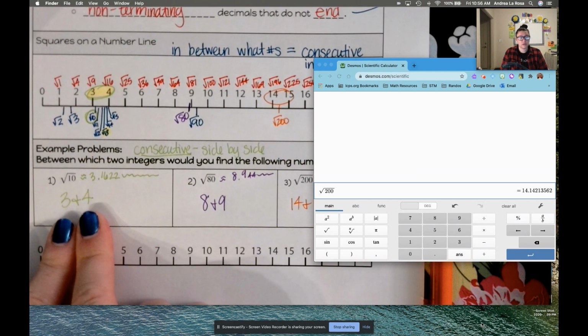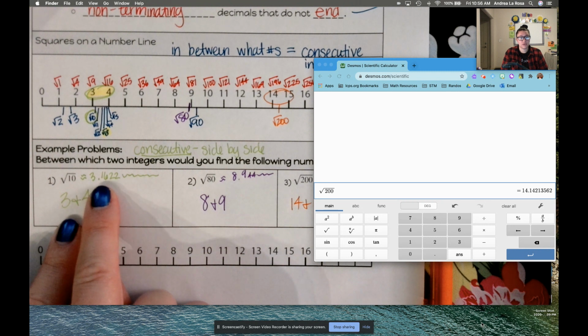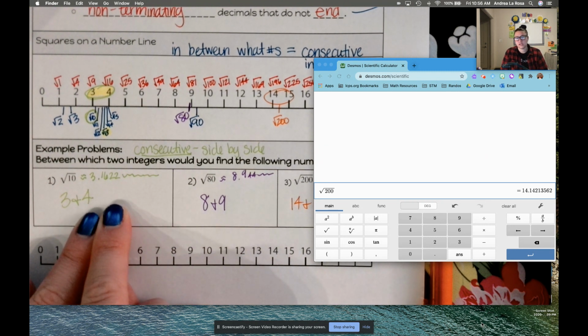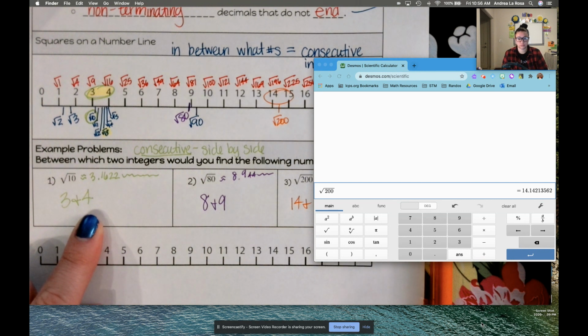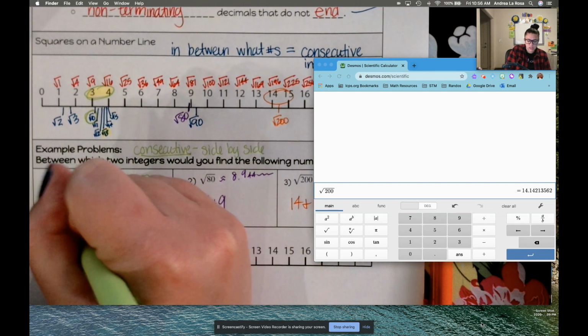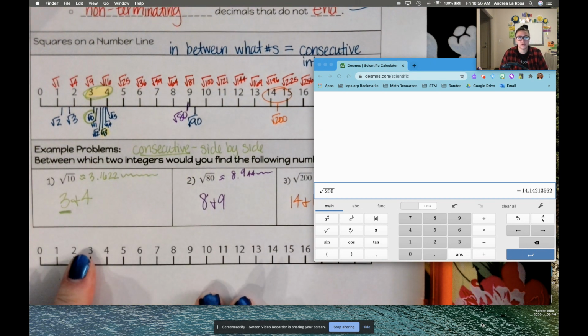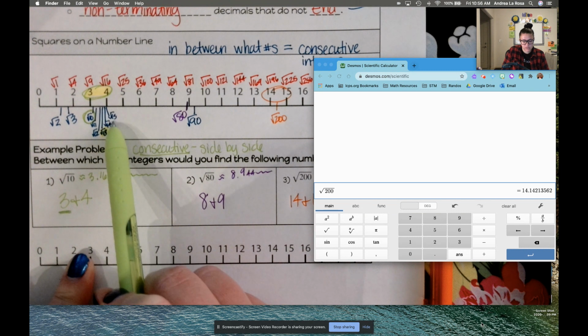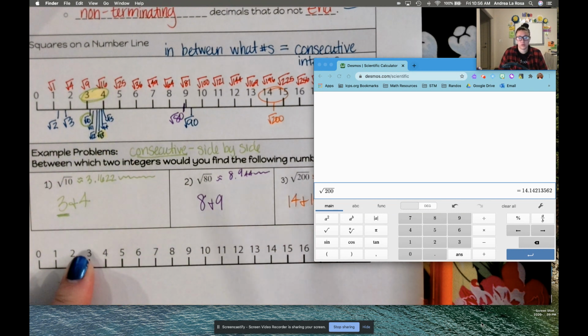So if I look at the square root of 10, that's about 3.16. Is it going to be closer to 3, or is it going to be closer to 4? The square root of 10, 3.1, that's going to be closer to 3. Closer to 3 on the number line. Like we saw here, it's right next to 3.